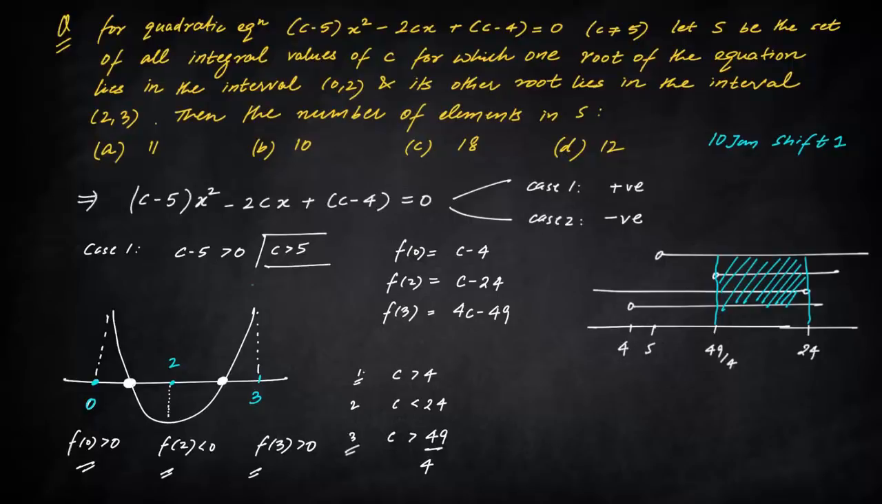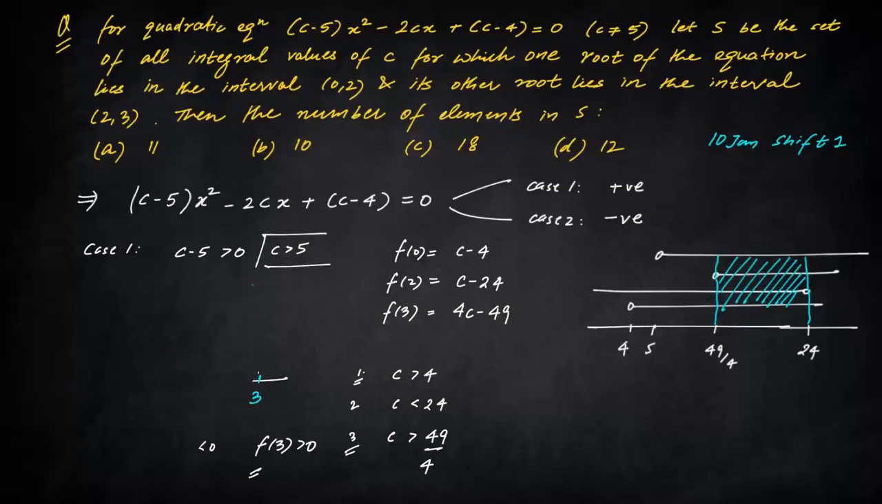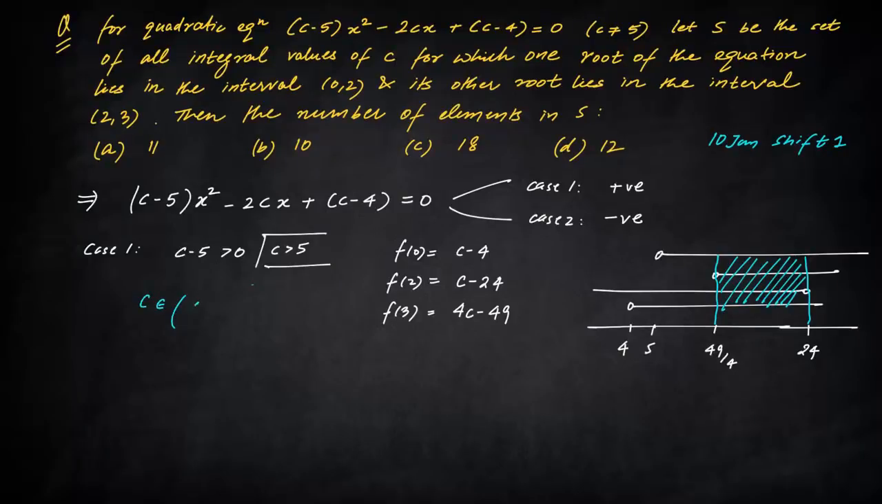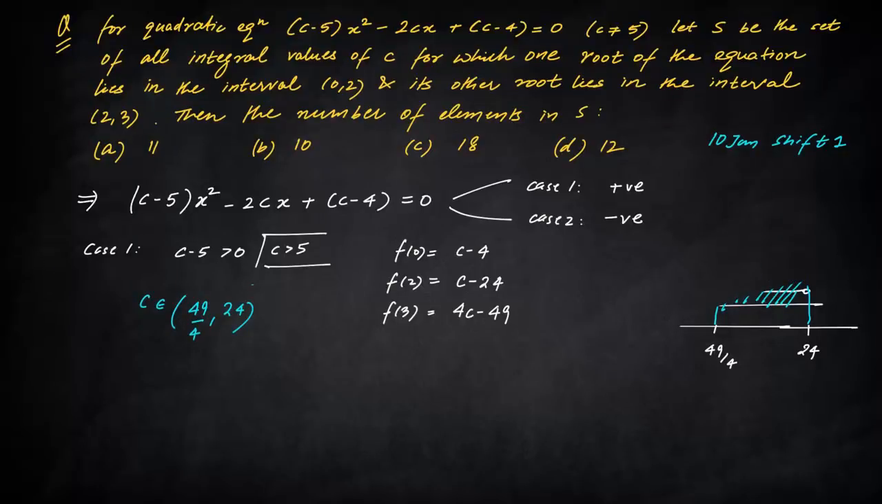Okay, let me just erase this very quickly because we still need to solve the other part. We just have solved case 1. So the answer to the case 1 which you want is nothing but 49 by 4 to 24. This is the answer that you will mark. Now let's move to the other part. We still have to solve the other part. Remember, we haven't solved this question completely. The other part is the case 2.